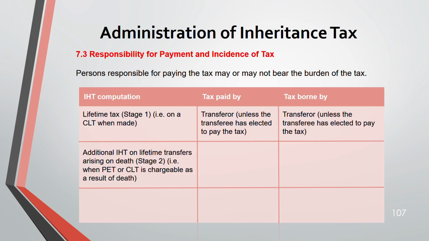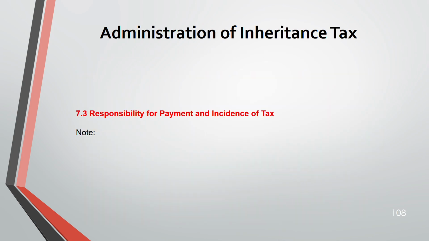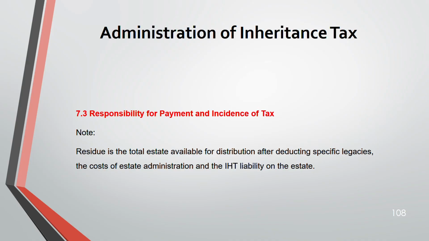And if it's an additional IHT on lifetime transfer due to death, which is stage 2, then whether it's PET or CLT, tax is paid by transferee, borne by transferee. And if it's a death estate, it is personal representatives, and tax borne is by the beneficiary of the residue of the estate, whoever is having the remaining of the estate, the balance. Now, note: residue is the total estate value available for distribution after you have deducted the specific legacy, the cost of the estate administration, and IHT liability on the estate. That is the residue.